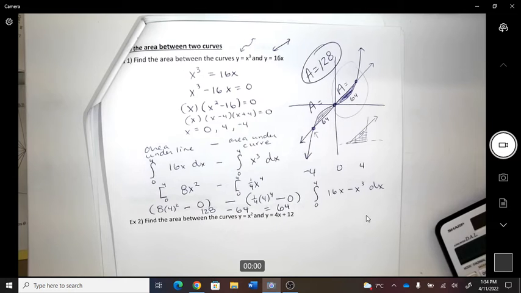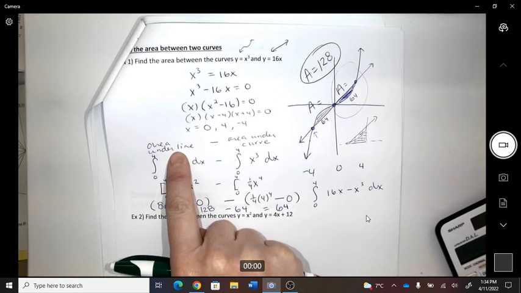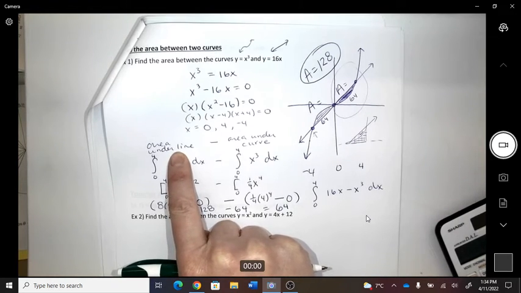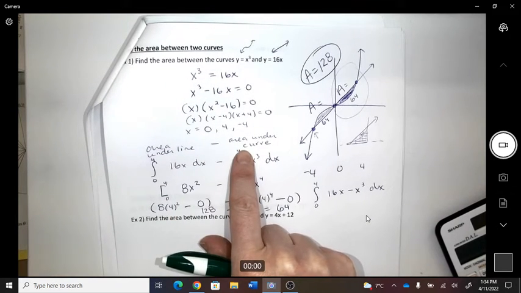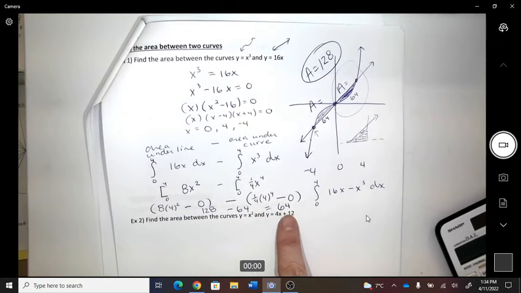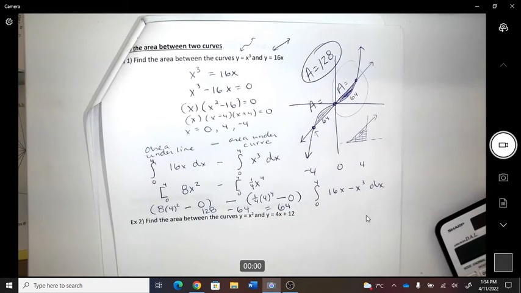What if I had just accidentally done this in the wrong order? What if I had taken the area under the curve, subtract the area under the line? Okay, it would have been fine. It's just that because you did it backwards, your number would have came out negative 64. And that's all good, just make sure you turn it into a positive, and that would be fine. So if you had done that in the wrong order, that's okay.